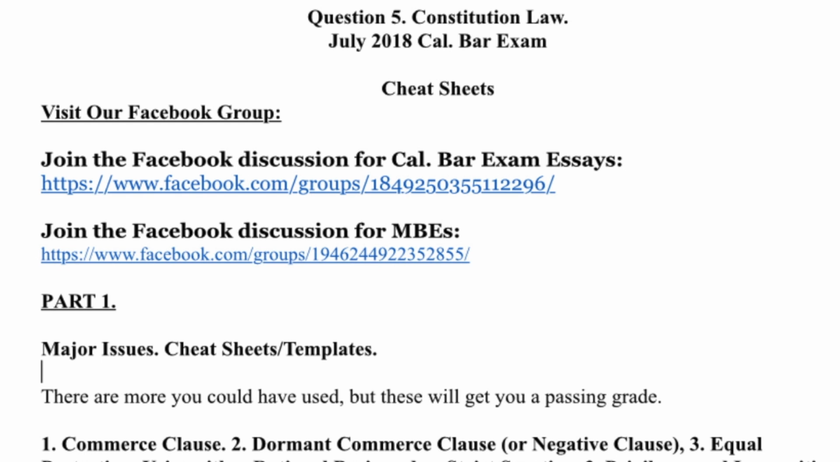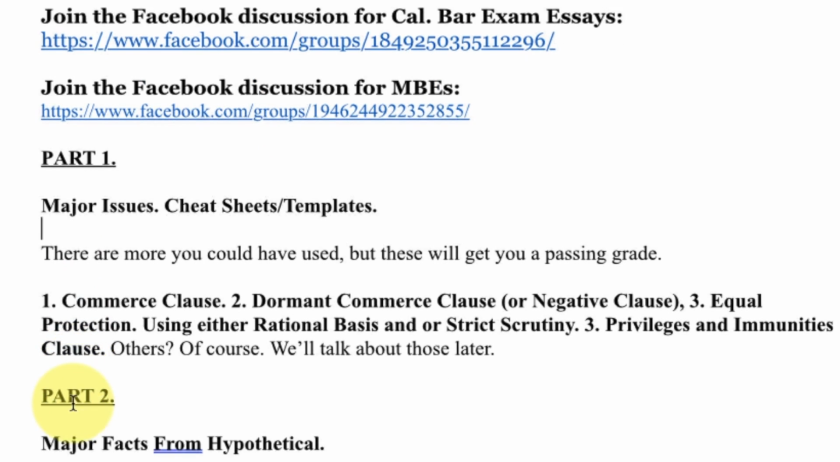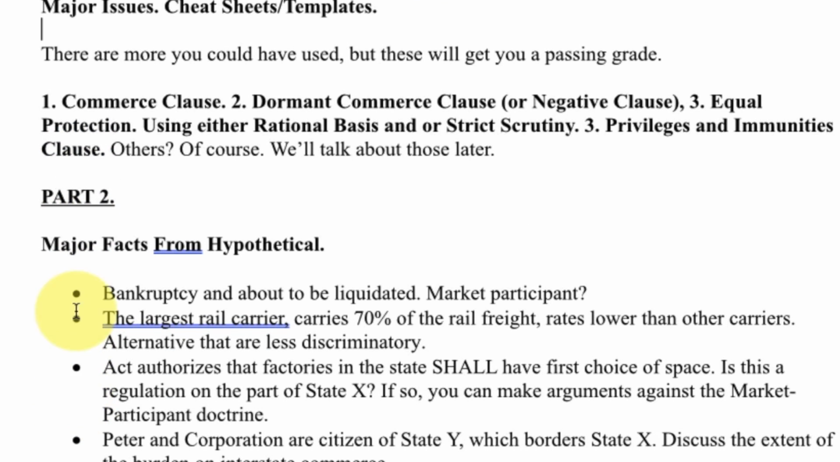So what do we have here? Seems like we have the Commerce Clause. For the major points here, of course you could have used many issues, but for the main ones, you have the Commerce Clause, the Dormant Commerce Clause, and equal protection. And of course, don't forget about privileges and immunities.